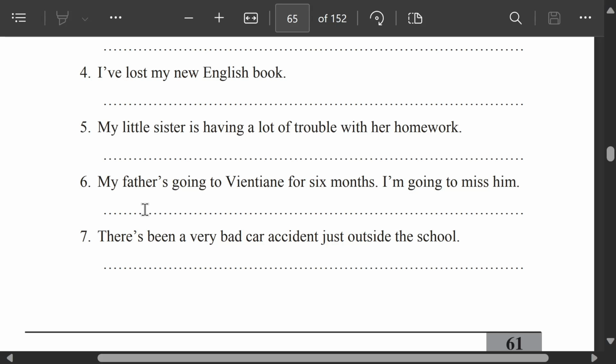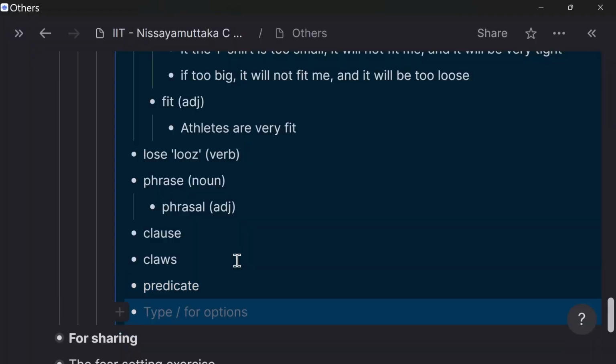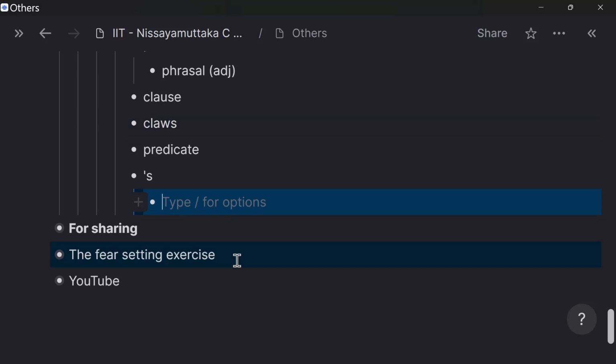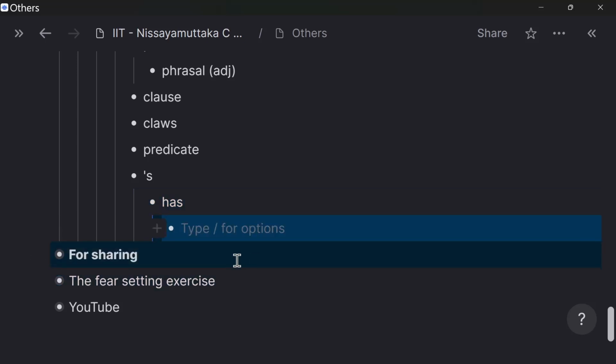Now let's see the next one. My father's, what is the meaning of this apostrophe S? Is. Father is. How many meanings can you think of? It can mean has, right? This is the verb to have. Can you give me an example?